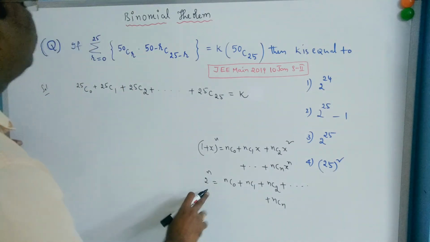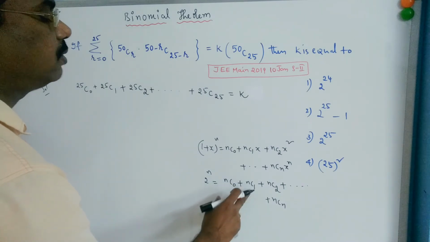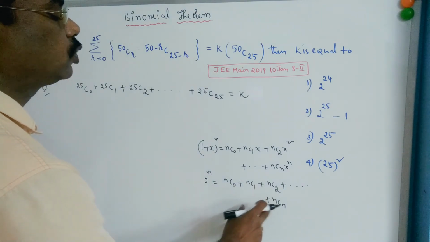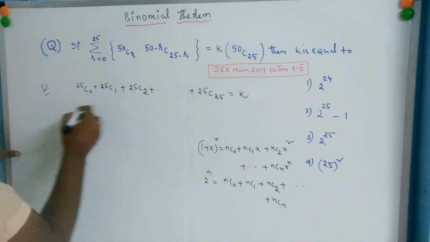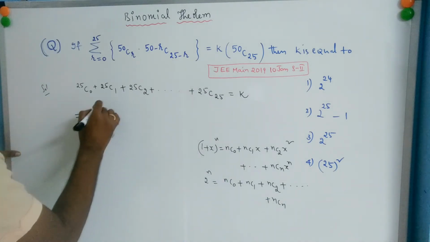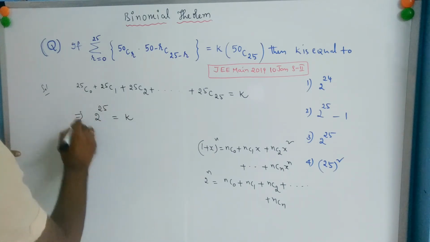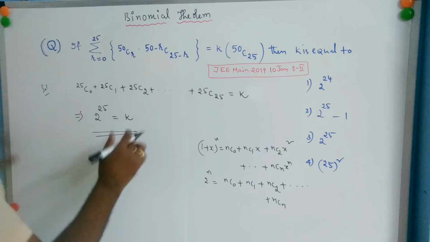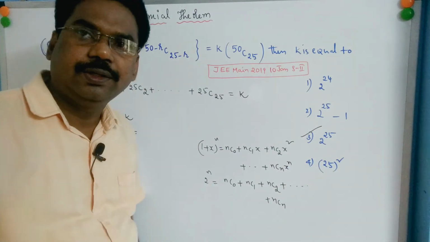Now here n value 25 means 25C0, 25C1, 25C2 up to so on 25C25, the value is 2 power 25. That is equal to k. Therefore, k is equal to 2 power 25. Option 3 is the correct one.